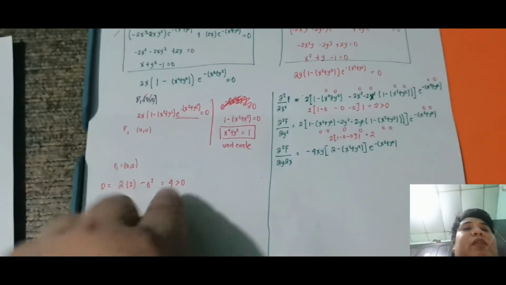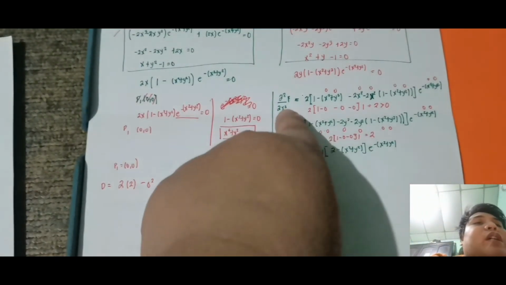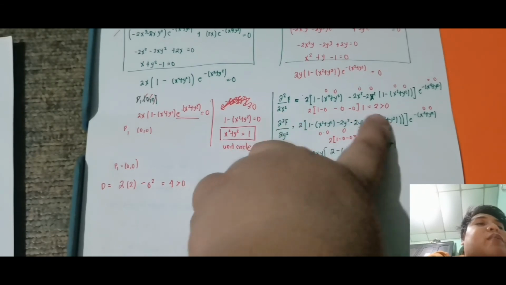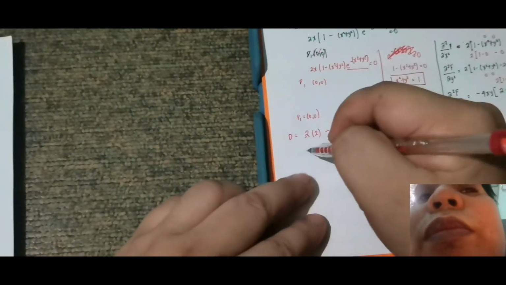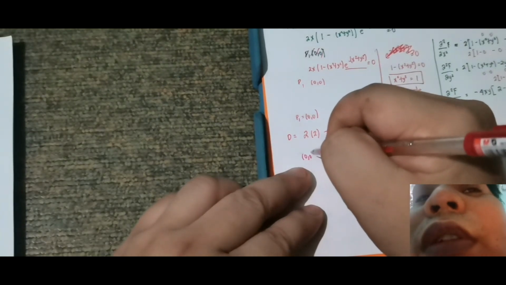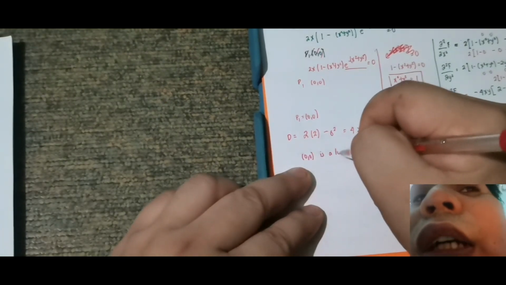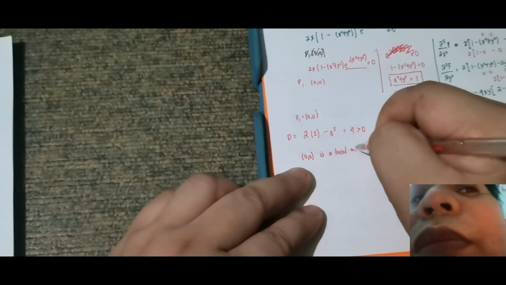So, kung napansin mo, since D is greater than 0, then yung second partial derivative niya with respect sa x is greater than 0. Therefore, this is a local minimum. So, 0, 0 is a local minimum.